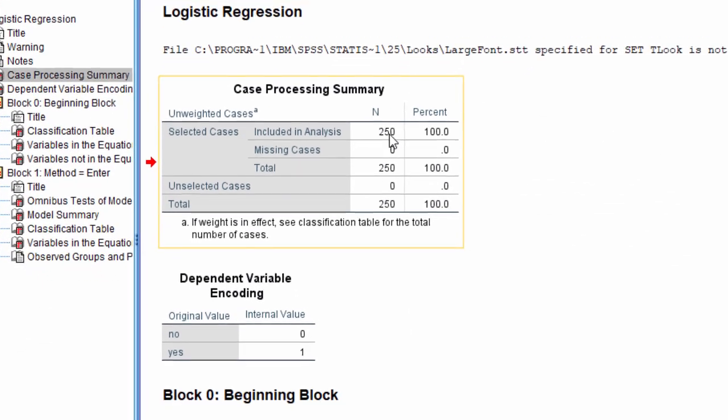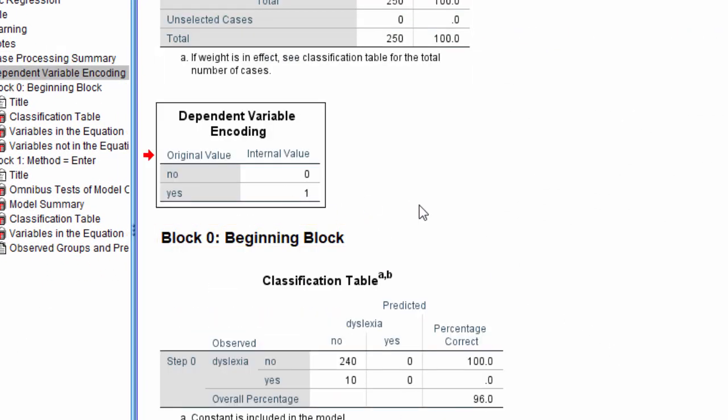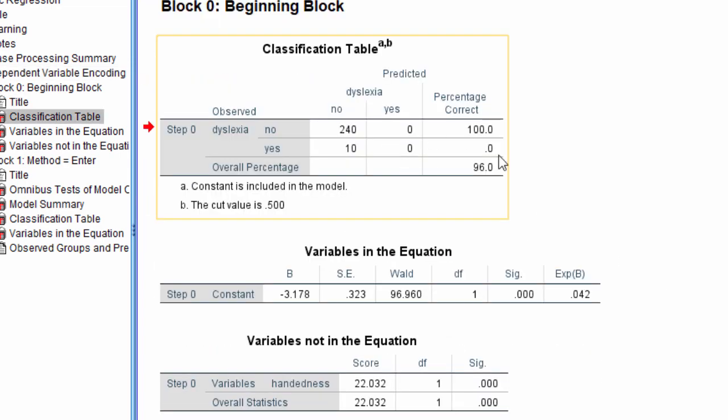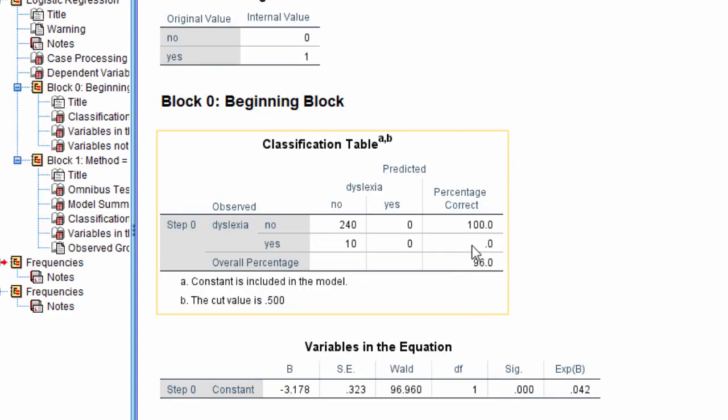We can see that the sample size is equal to 250, and here we've got the dependent variable coded: 0 is no, not dyslexic, and 1 is yes, dyslexic. Then we have the beginning block. These results, the classification table, show how accurately each case would be classified without any predictors whatsoever. You can see there's 96% correct classification in these data. All that means is that this basic null hypothesis model is saying that 96% of the sample is not dyslexic. Without any prediction whatsoever, if you just took the mean of the 0s and 1s, you could derive a correct classification value.